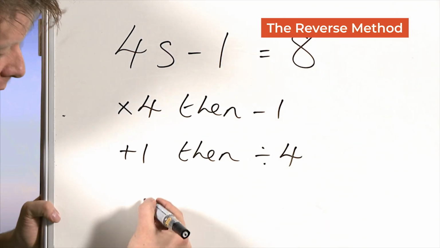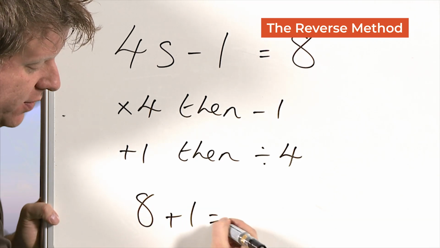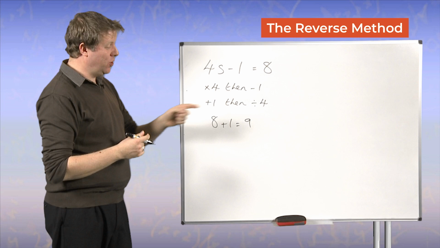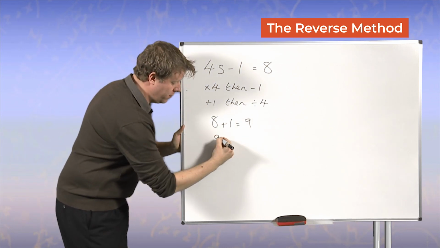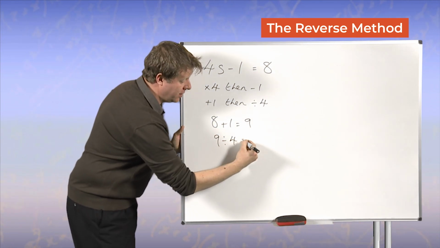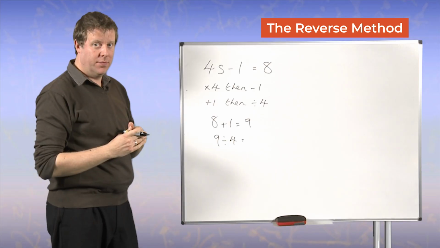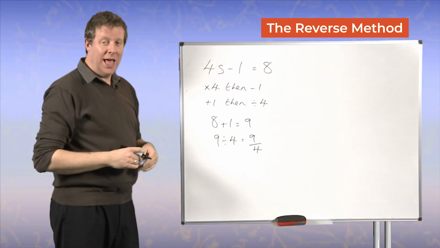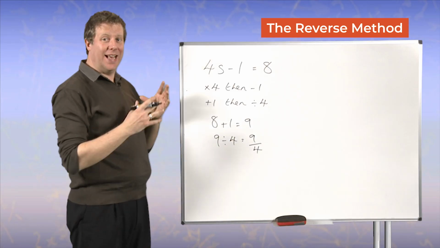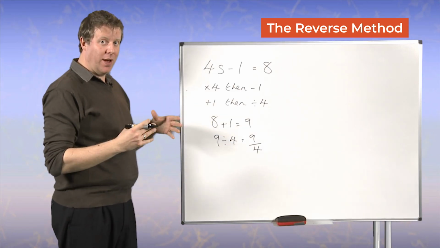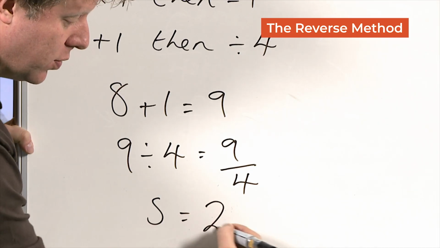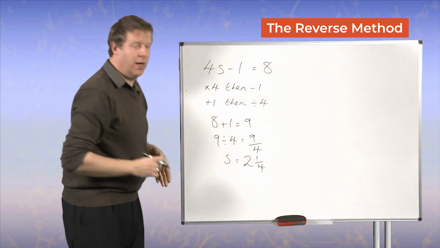So 8 plus 1, first of all, gives us 9. And then we're going to divide by 4, which you'll notice doesn't go in exactly. So we could write it as 9 over 4. However, it's good practice to write it as a mixed number. So our final answer will therefore be that s equals 2 1/4.